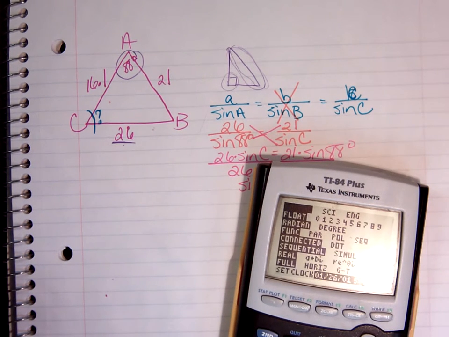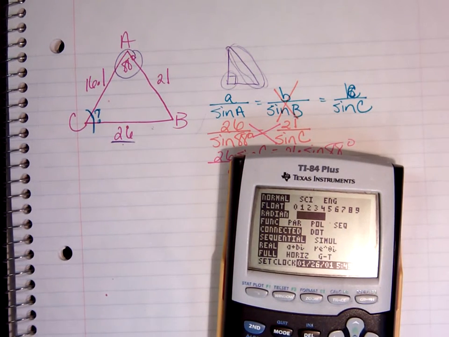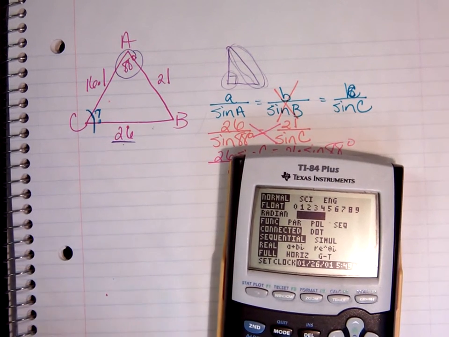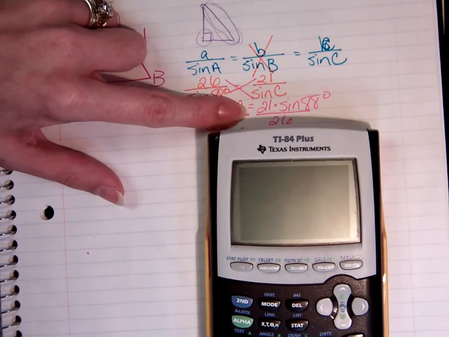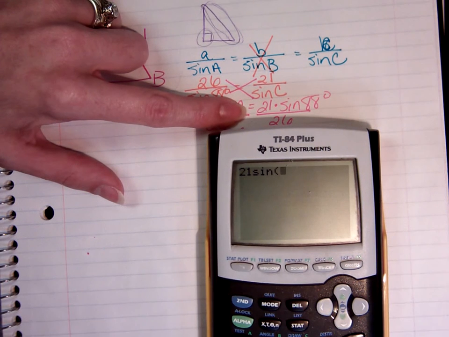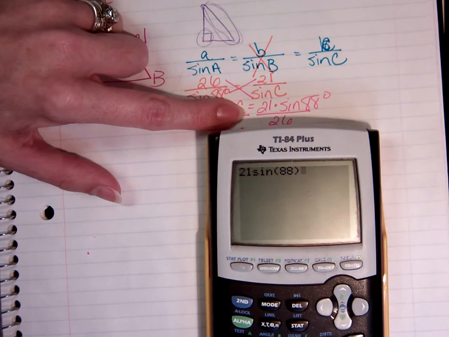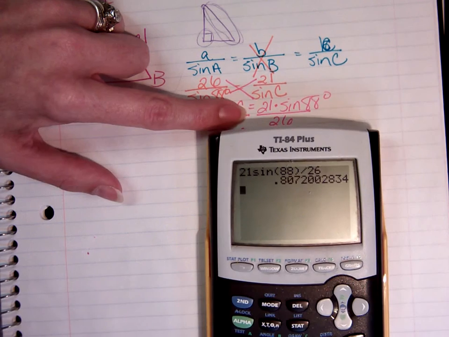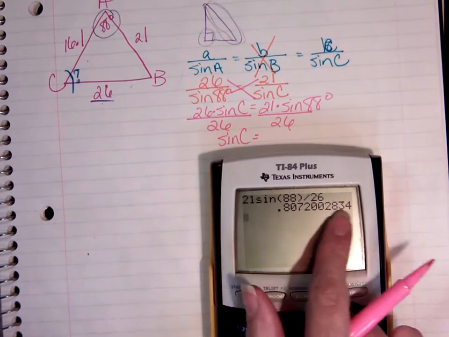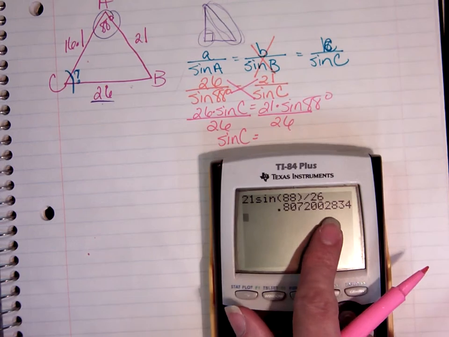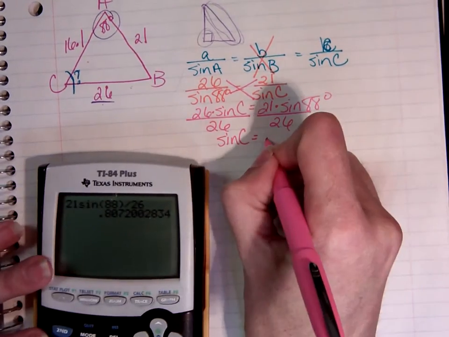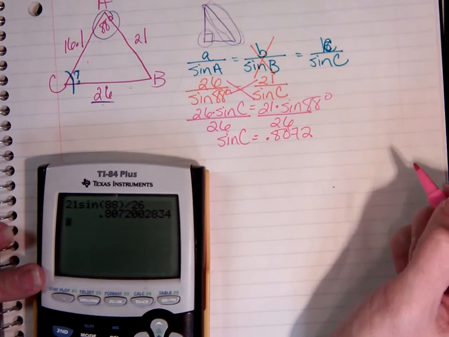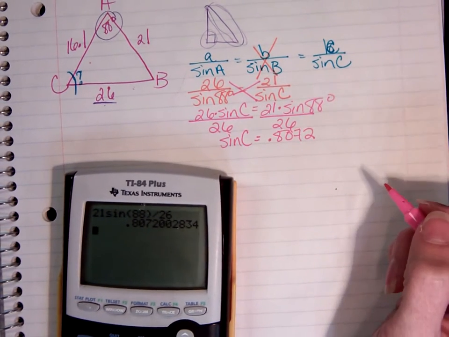And check the mode. Make sure we're in the right mode. The problem's in degrees, so I need to switch my calculator to degrees. And then we can just type what we're looking at. 21 sine 88. Make sure you close parentheses. Divided by 26. I get this irrational looking decimal, 0.8072. I'm going to write down just the 0.8072 as a placeholder in my work.